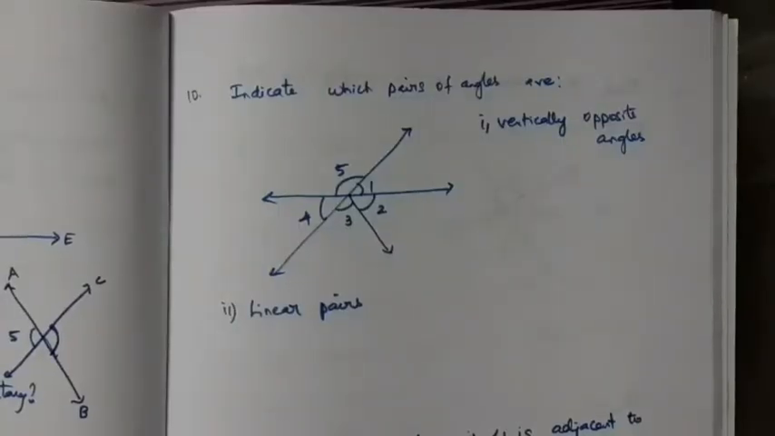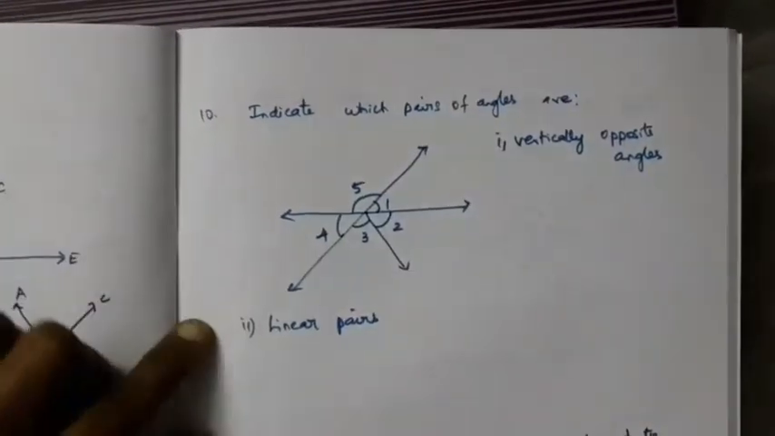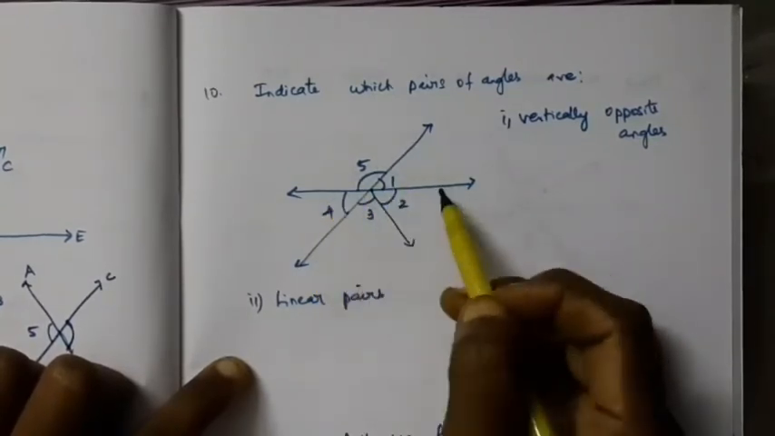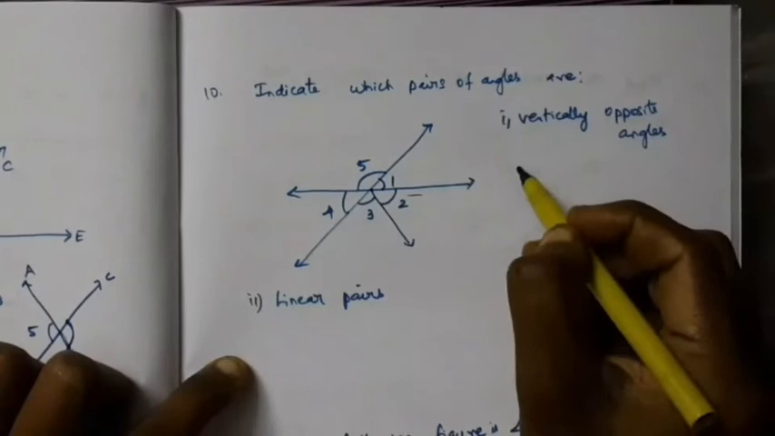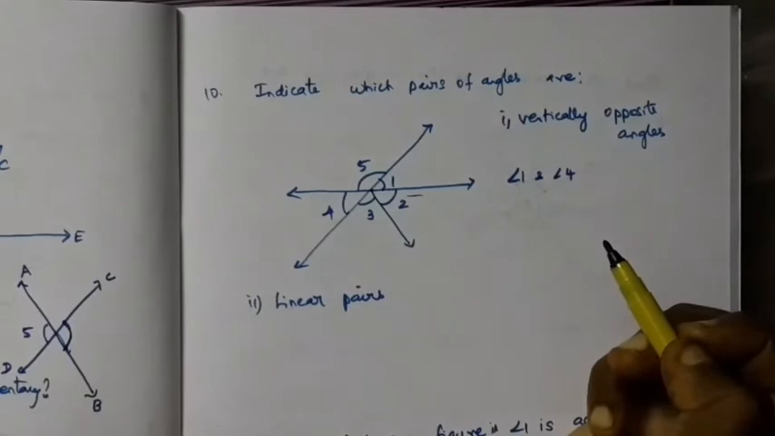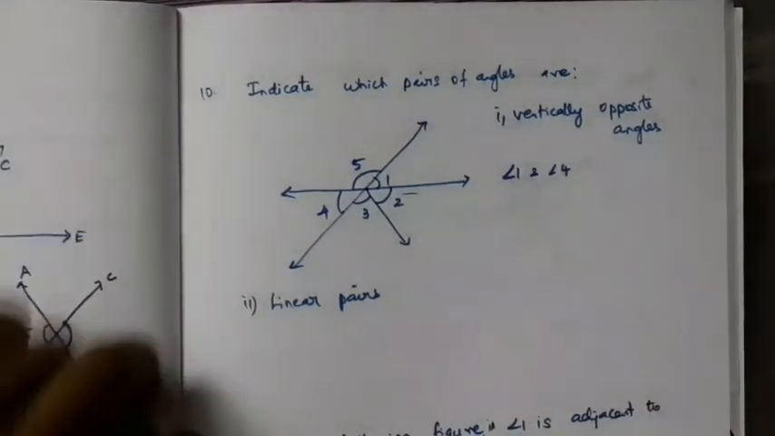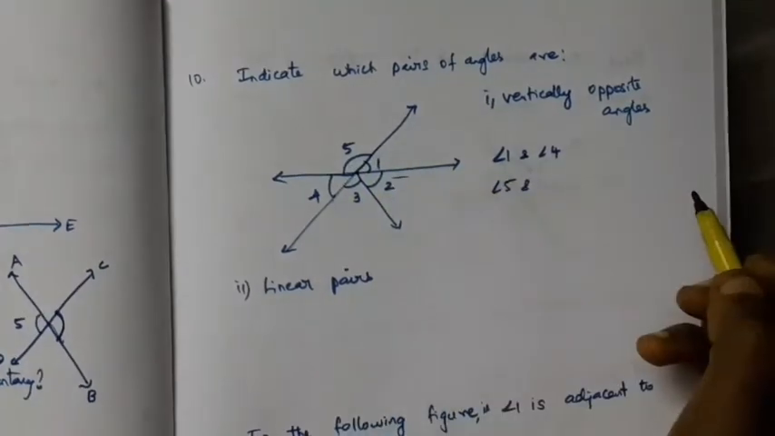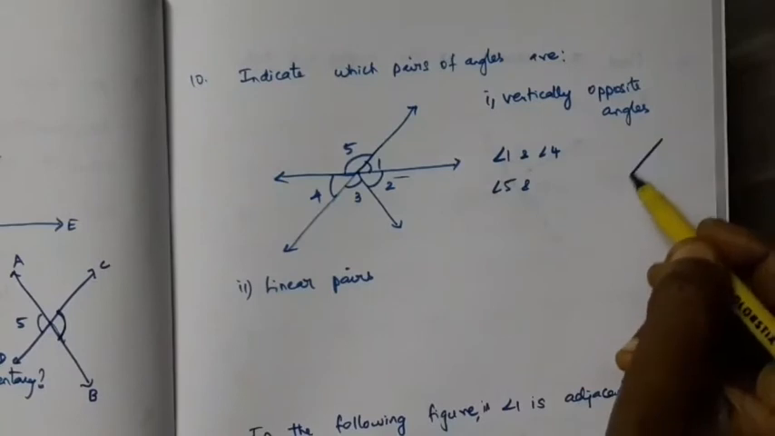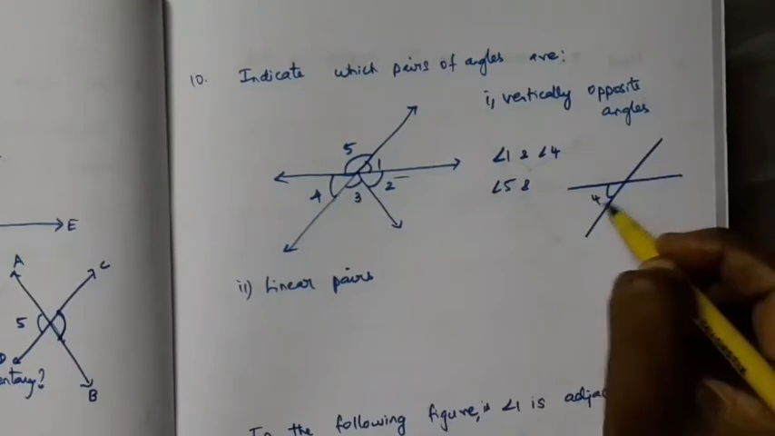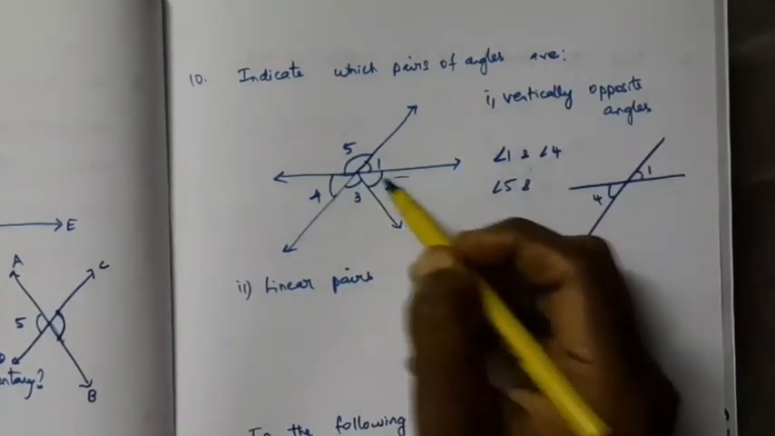Identify which pairs of angles are vertically opposite angles. From the figure you can see these two lines are crossing each other. Here is a line and here is a line. So angle 1 and angle 4. This angle 1 and this angle 4 are vertically opposite angles. The next is, if you see this side, it is angle 5. If it is confusing, you can draw it separately. If you draw like this, this is angle 4 and this is angle 1.